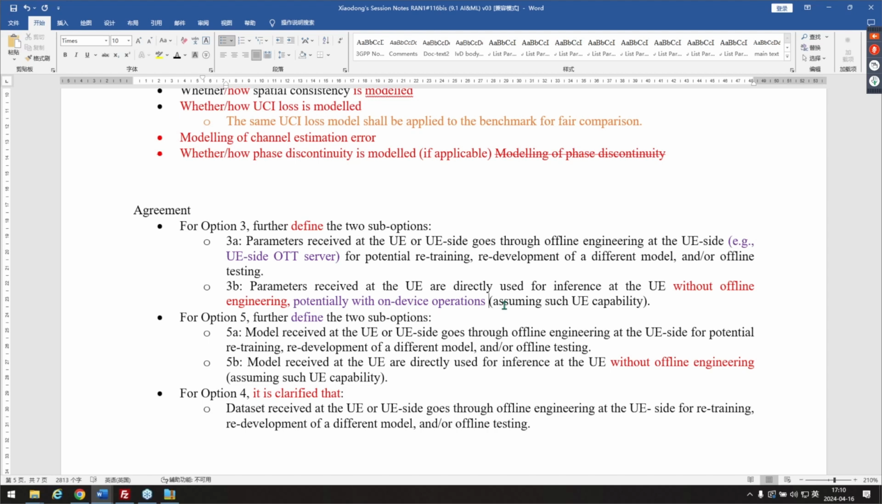Yeah, thanks for the clarification. But depending on the subsequent proposals, it may or may not be feasible. Because the proposal in itself is very ambiguous in differentiating the two options. Thank you.